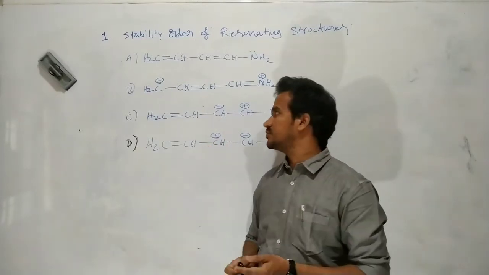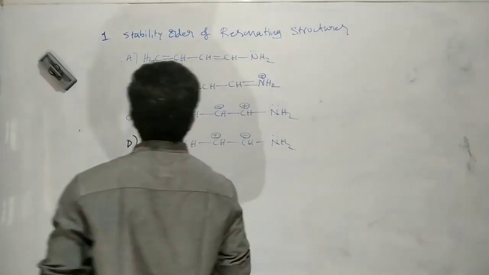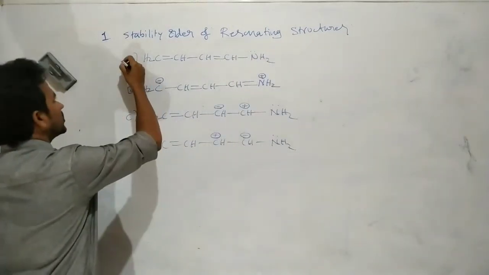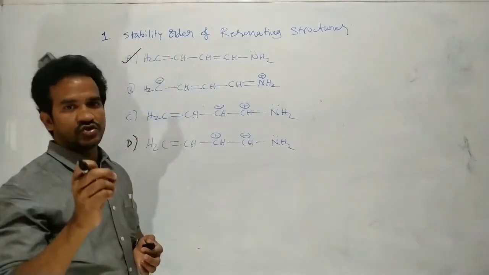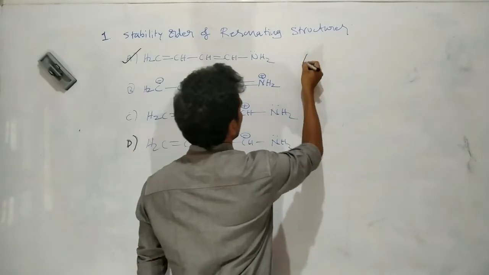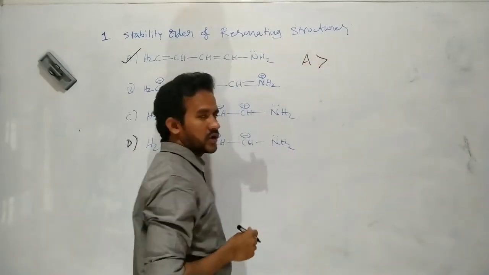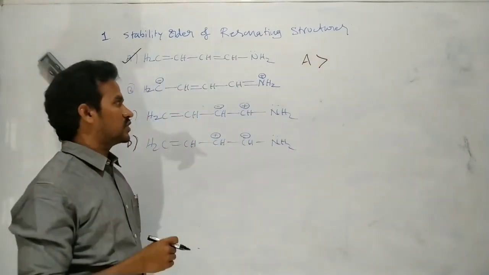Now, which is the more stable resonant structure? As per rule 1, this compound has more number of covalent bonds. It means it is a neutral one. So A is more stable. The resonant structure A is the more stable one.